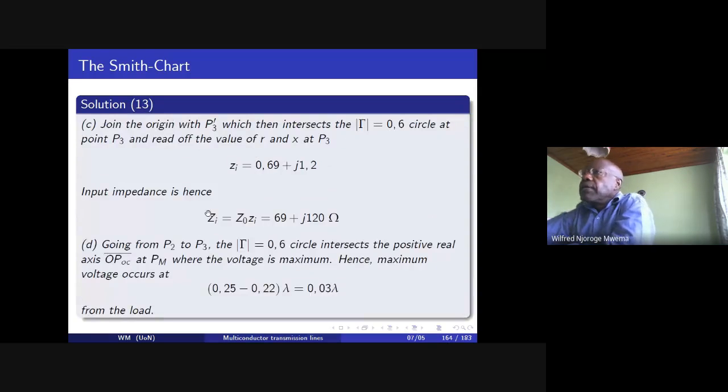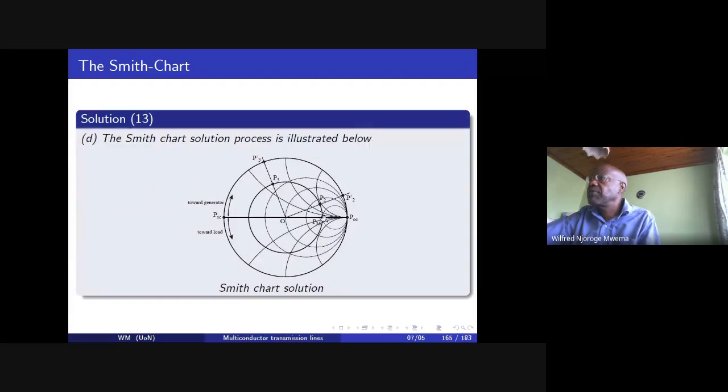I don't know whether I have to go through that. You can go through this yourselves in the class notes and the slides. And this is what we have been talking about. So this is what we are calling the 0.6 gamma circle.